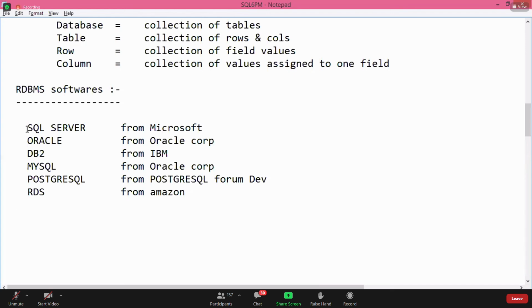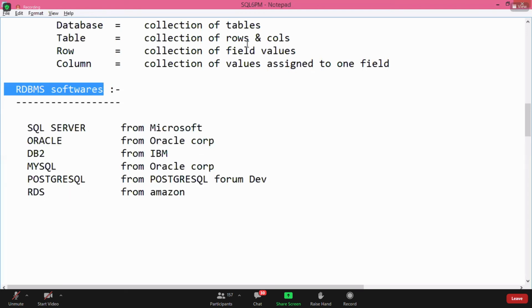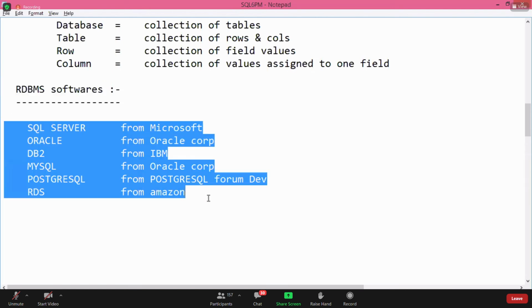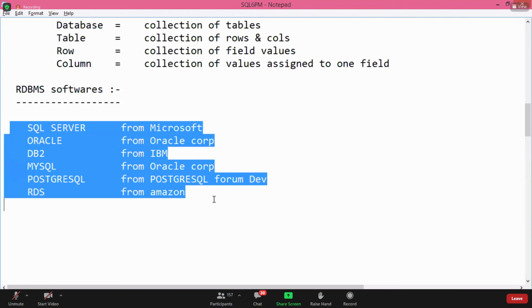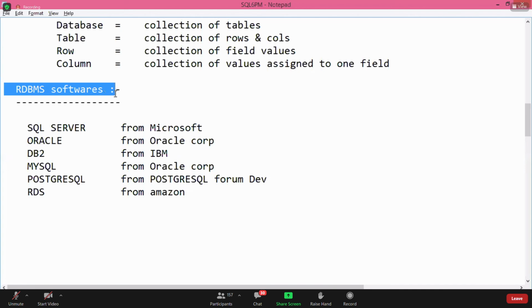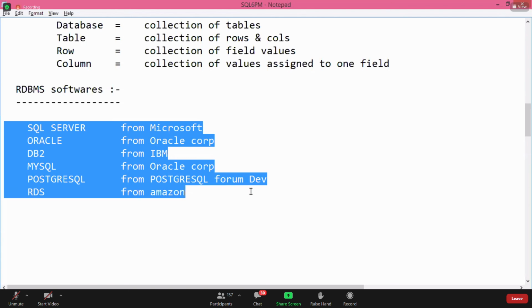How is data stored in SQL Server? In tables. Oracle, tables. DB2, tables. MySQL, tables. All of these use tables because they are RDBMS. In an RDBMS, you store and organize the data in the form of tables. All of these belong to one family, the RDBMS family, and they are almost all the same.